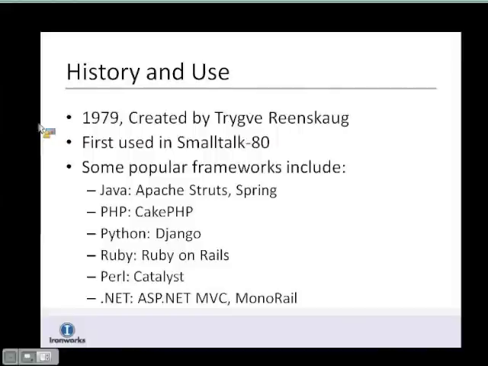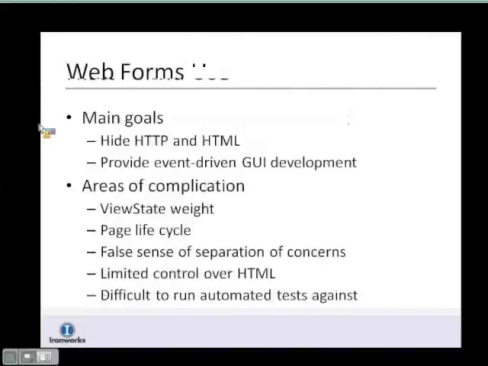Since then, the MVC concept has been incorporated into a number of different technologies before it ever came to ASP.NET. In Java, you may be familiar with Apache Struts or Spring. PHP has CakePHP as an MVC solution. Python has Django. The most notable is probably Ruby on Rails. Perl has Catalyst, and then of course there was ASP.NET MVC, which we're discussing today. Monorail was actually a .NET project that was a precursor to ASP.NET MVC.